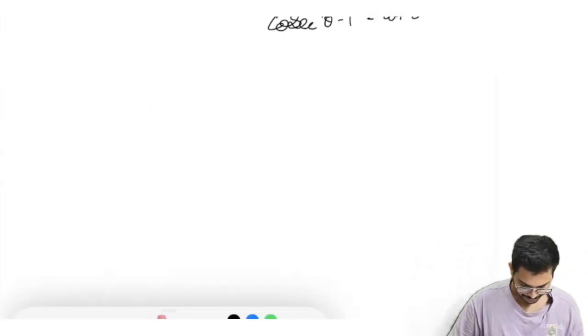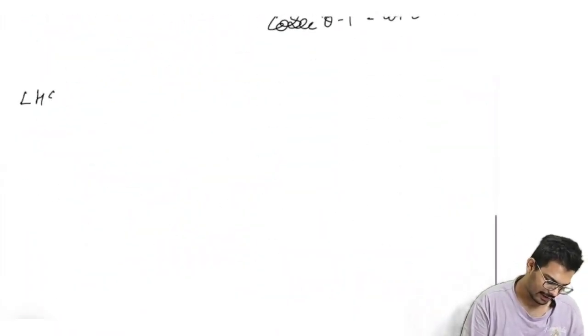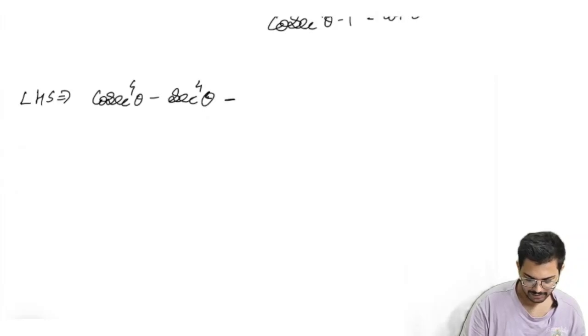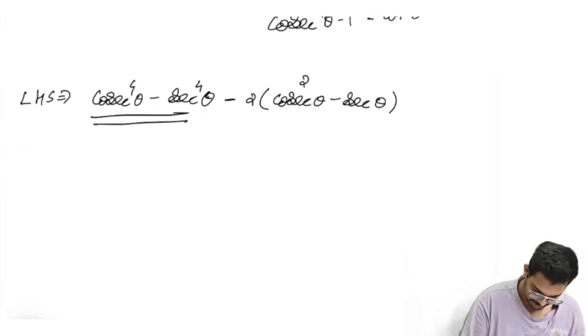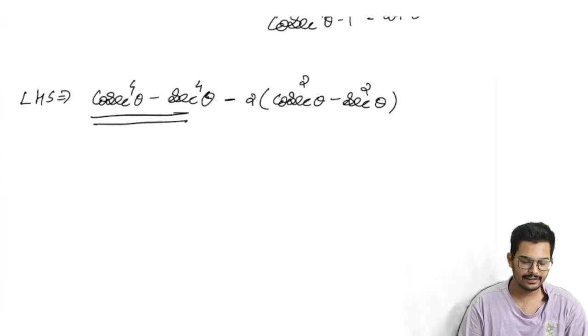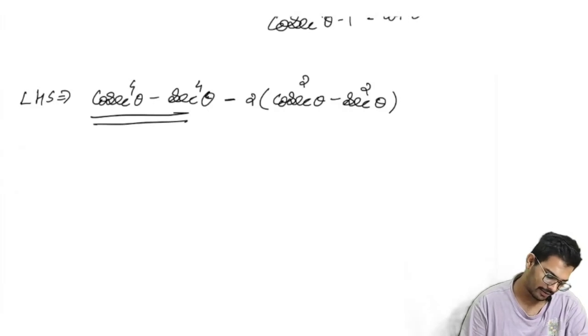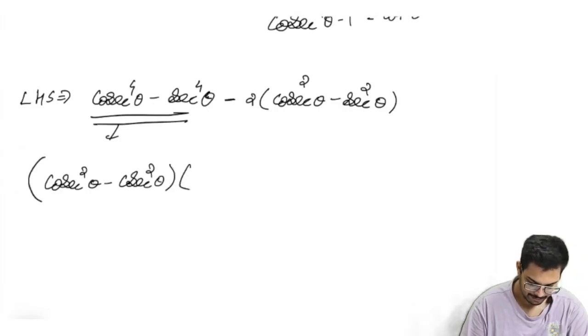In the next method, you can copy the question. The left hand side, LHS, equals cosec raised to 4 theta minus sec raised to 4 theta minus 2 times cosec square theta minus sec square theta. In this situation, I have observed that a square is also there. So I can write it in the form a square minus b square, that is, cosec square theta the whole square minus sec square theta the whole square. In this case, I can write it as cosec square theta a minus b into a plus b.